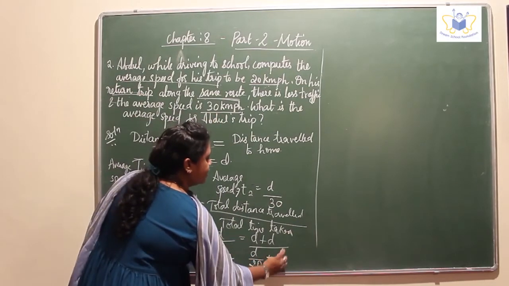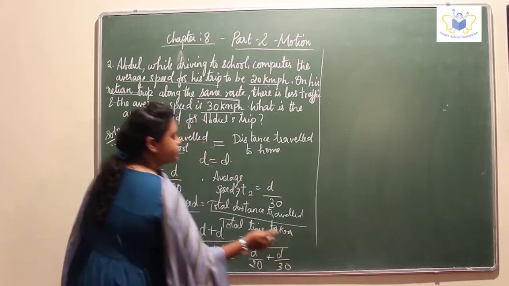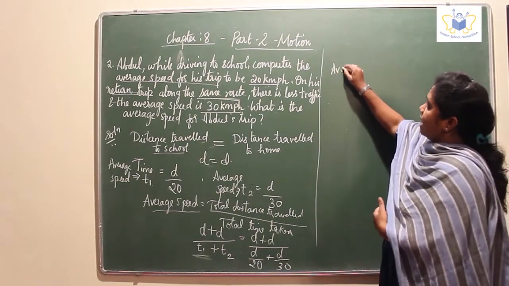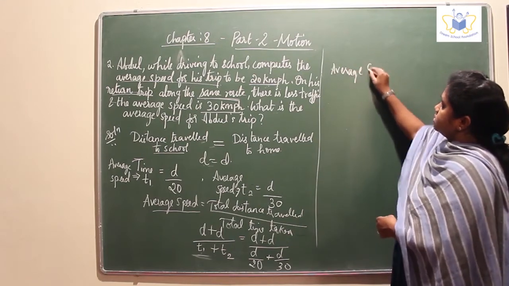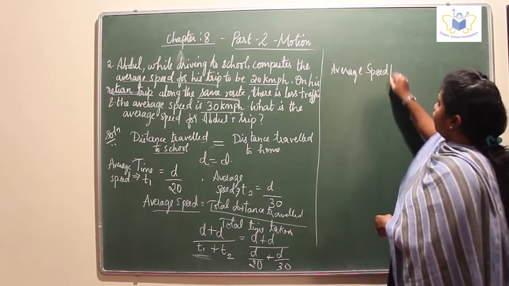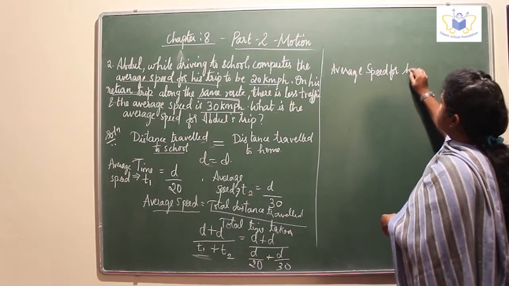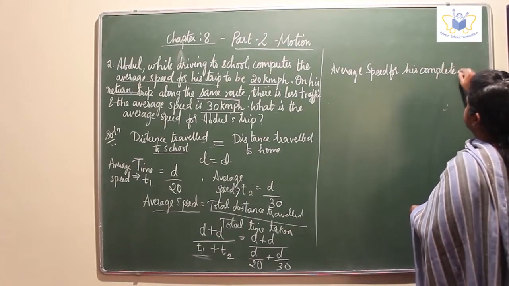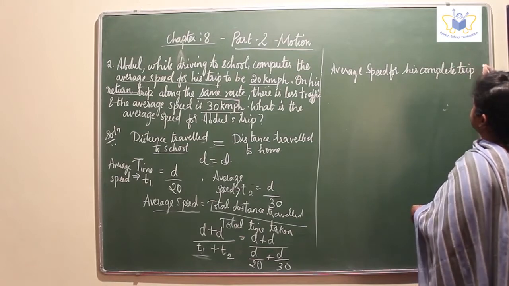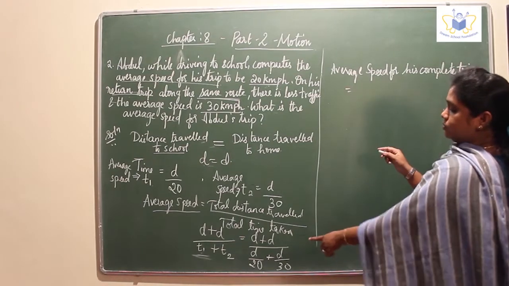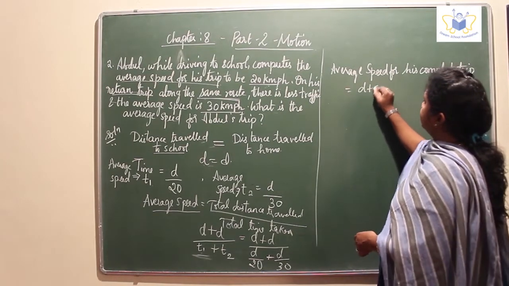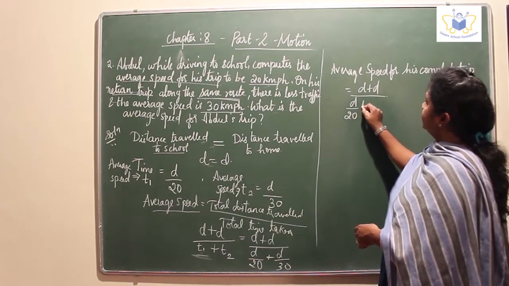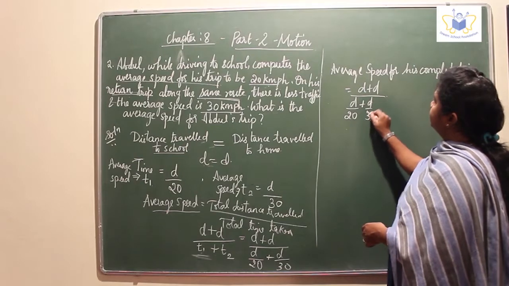So it is D by 30. When we solve this equation, its average speed for his complete trip will be equal to D plus D divided by D by 20 plus D by 30.